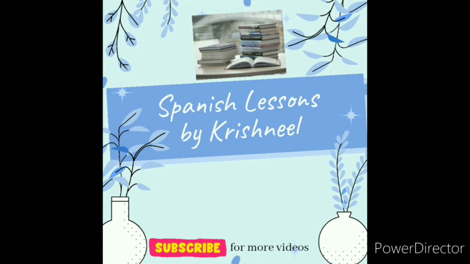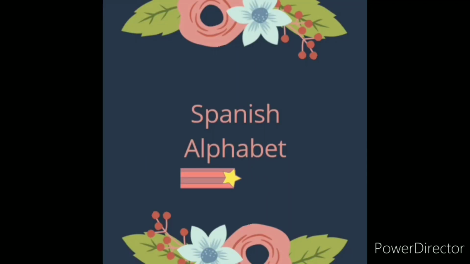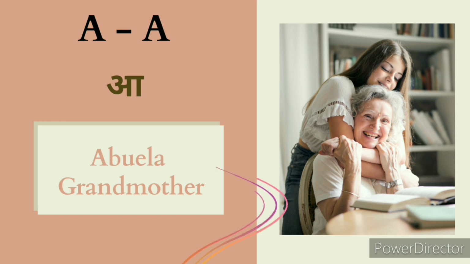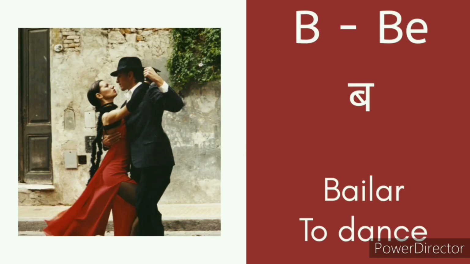The first lesson would be alphabets. So let's get started with our first video. A in Spanish is A, as in abuela. Abuela means grandmother. B in Spanish is B, as in bailar.